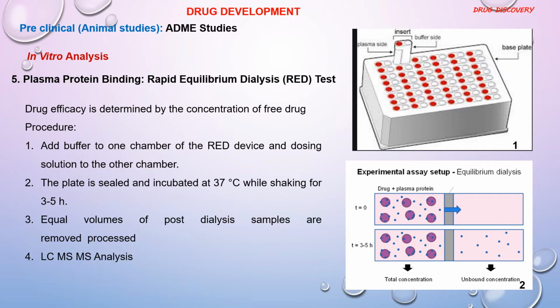Figure 1. The plate is sealed and then incubated at 37 degree centigrade for 3 to 5 hours. The unbound molecules move from the plasma side to the buffer side, as shown in figure 2. The samples are then pooled after 3 to 5 hours, processed and analyzed by LC-MS. The concentration of the compound is determined on the basis of the peak area ratio.